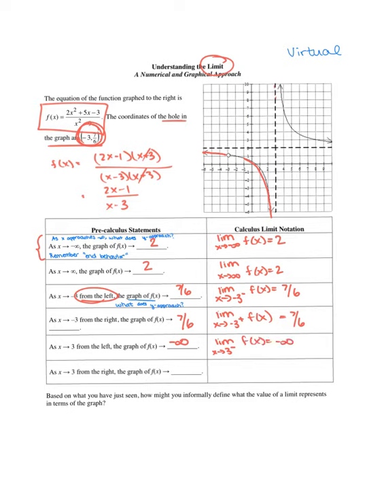As x goes to 3 from the right, now we're looking at the other side of the graph. So if I start on the right-hand side and I get closer and closer to 3, what is happening to the y value? The y value is going up and up and up, all the way up to infinity.